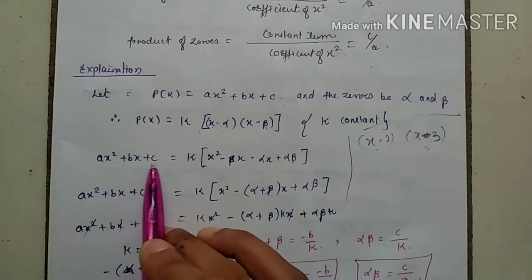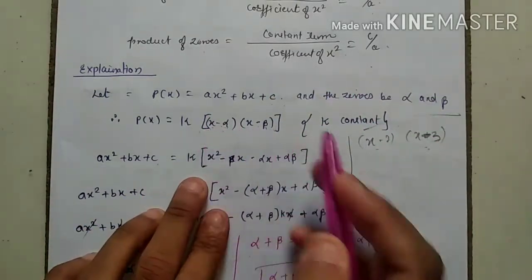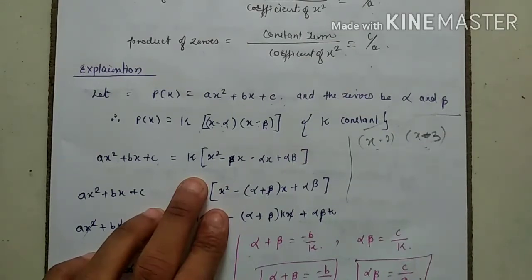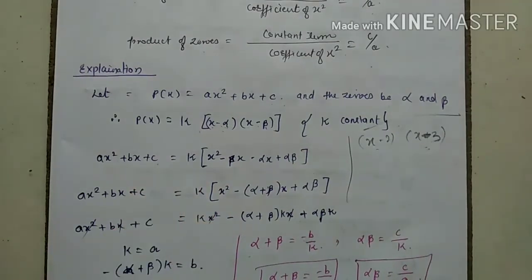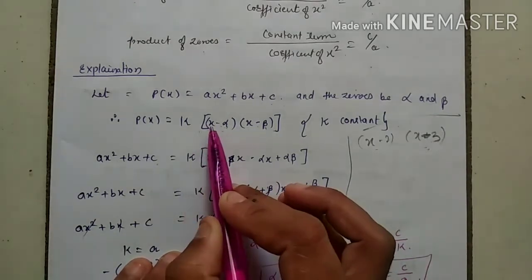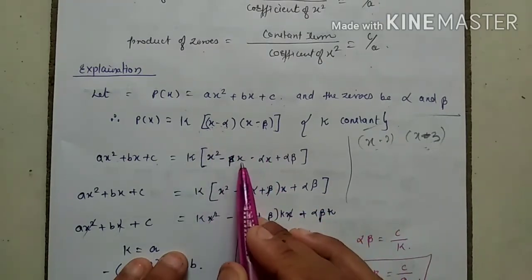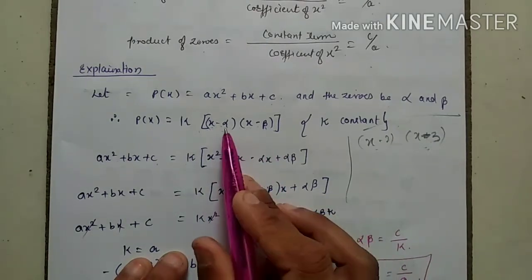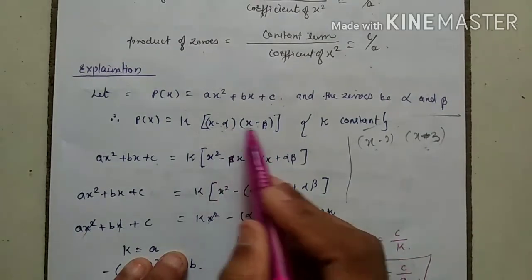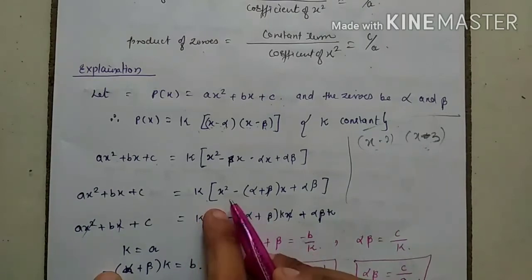ax square plus bx plus c equals, I am writing here, k times the product. I can solve this, and there is one identity we have done in the chapter polynomials in 9th class, correct? Or you can also do it without the identity. So that's why I've written here directly. This x will multiply with this x, so what? x square. This x multiplies with this, so minus beta x, minus alpha x, minus times minus plus alpha beta. Is it clear?